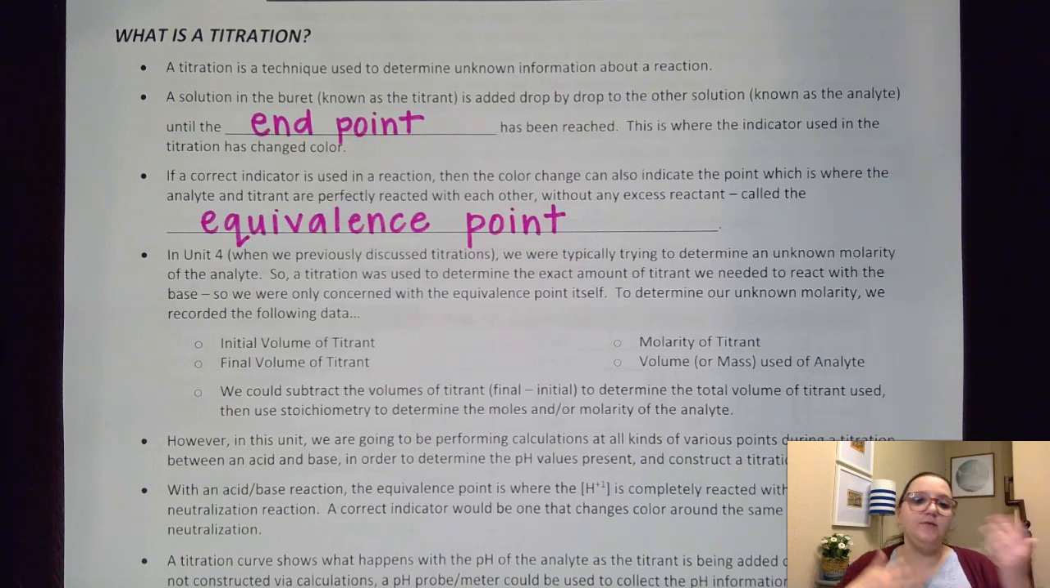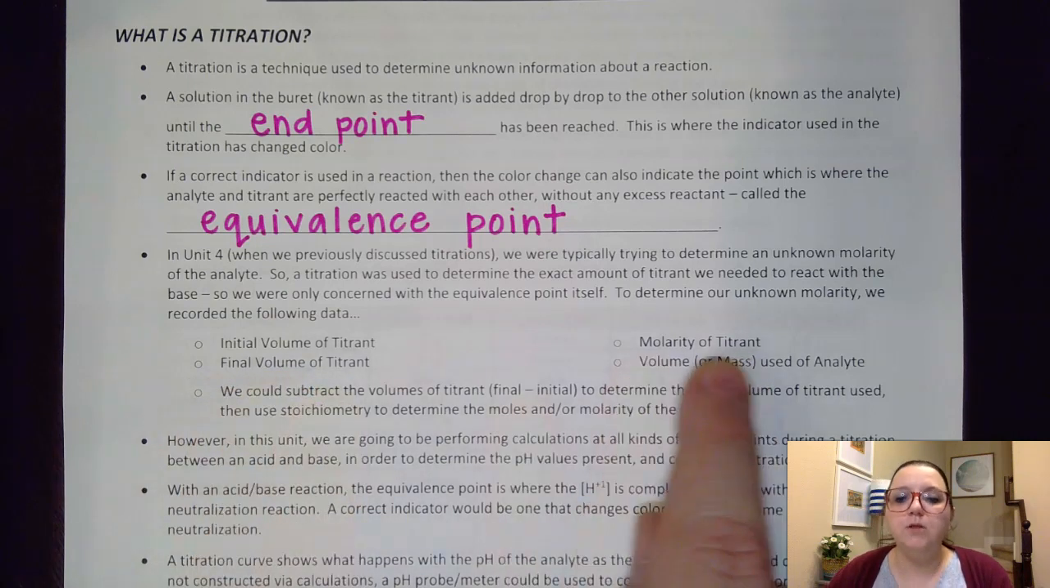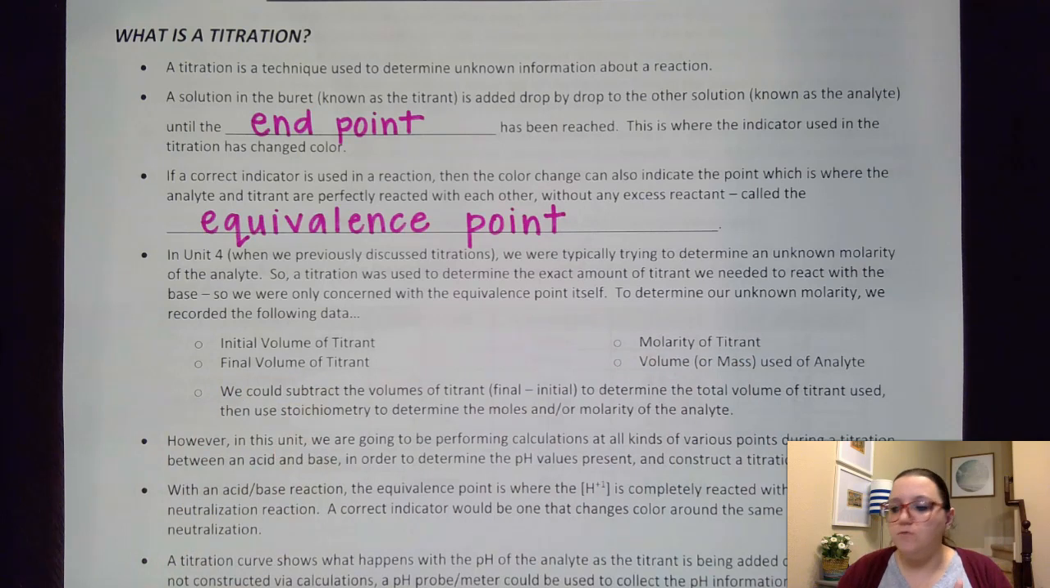Back in Unit 4, when we previously did titrations, usually the goal of the titration was to figure out an unknown molarity of our analyte. You would have your titrant in your burette, where you could take an initial volume of it, you would know the molarity of it, and you would add it to some known volume of your analyte until your color change occurred. Once that color change occurred, you were looking for the exact drop that changed the color, you would stop the process, you would record your final volume of your titrant, and then you would use all of that information, your two volumes and the molarity of the titrant, to figure out the molarity of your analyte. That was the goal of a titration previously.